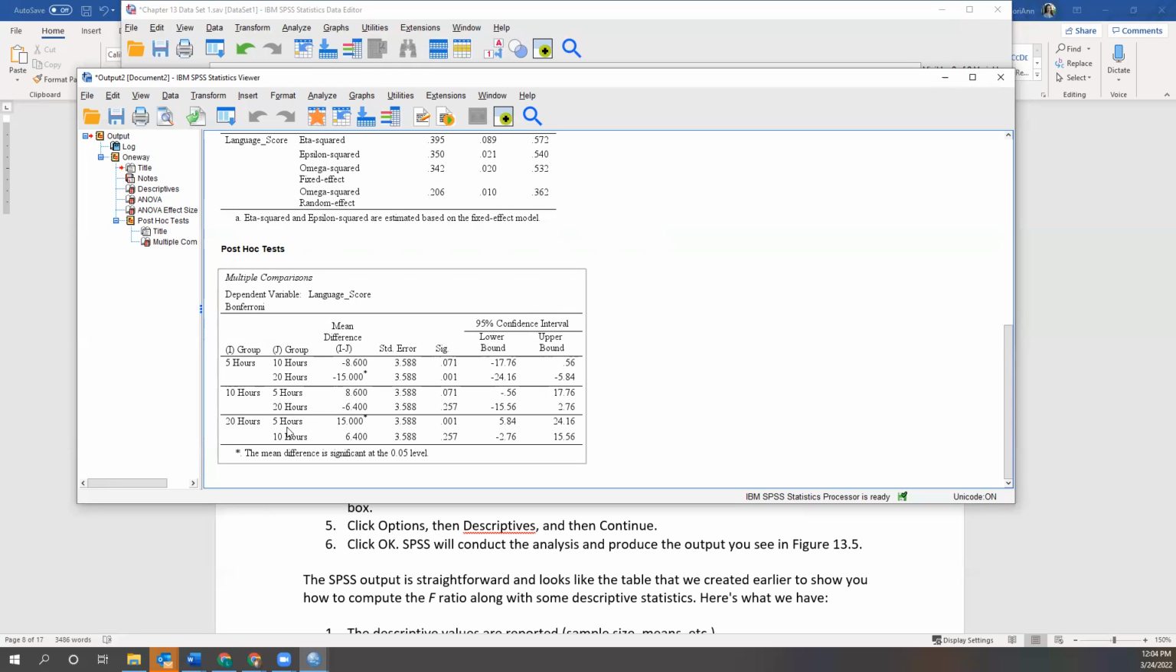So this is just 20 to 5. So this is the opposite of this. So it's like a mirror image. So I can see 20 hours to 5, they average 15 points higher on the language scores. And that is a significant finding.